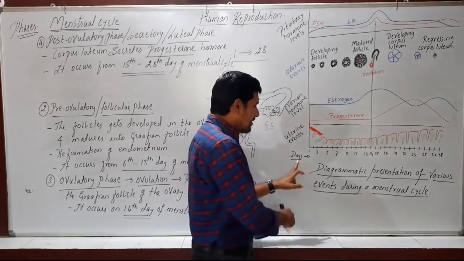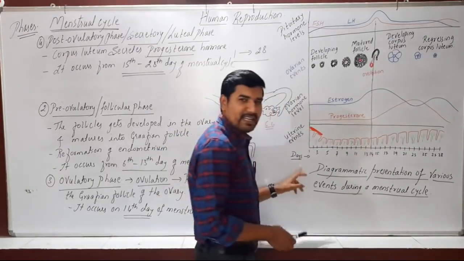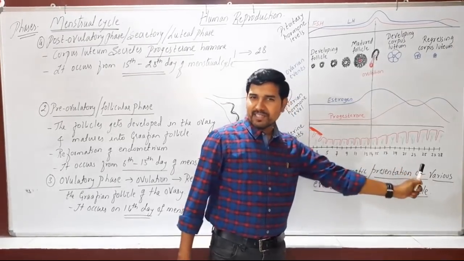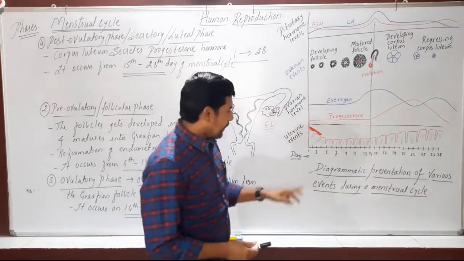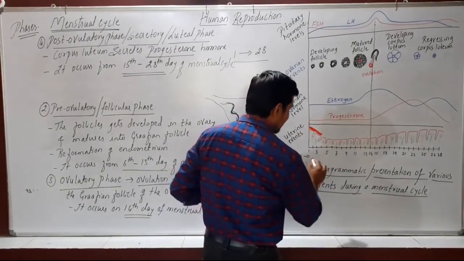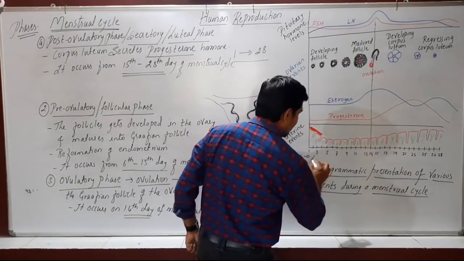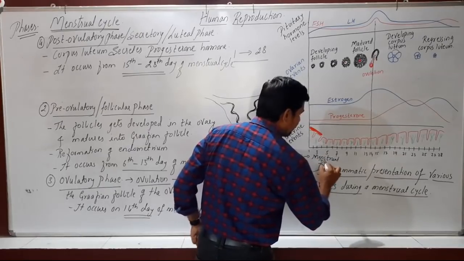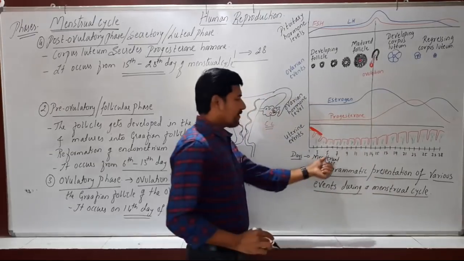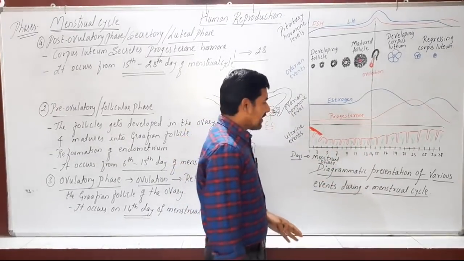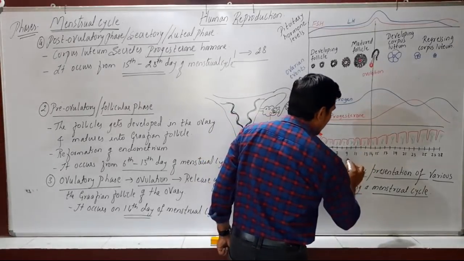Now look at this. This is the total number of days. The menstrual cycle is divided from day 1 to day 28. So 28 days of menstrual cycle. How do we divide? First to 5th day is called the menstrual phase. Then from the next 6th to 13th day, we call it the proliferative phase.